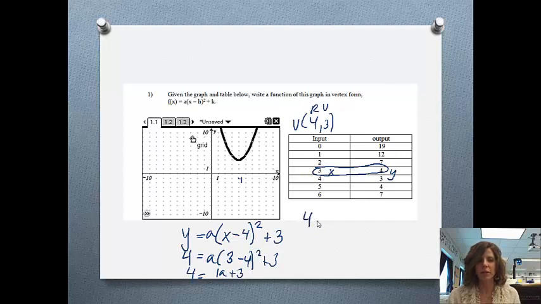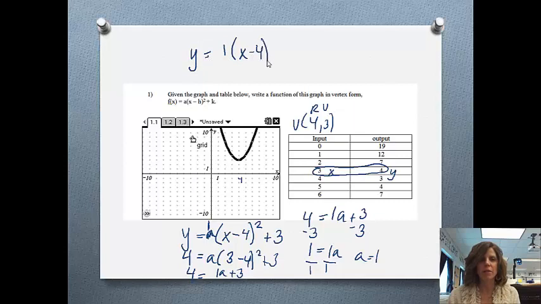And then I'm going to come over here just so you can see it better. All right, if I'm solving this for a, the first thing that I do is subtract 3 from both sides. So I'm going to get 1 equals 1a, and then if I divide both sides by 1, I get a equals 1. So we just found the a was 1. So the answer to this problem would be y equals 1(x minus 4) squared, plus 3. So if I were to give you this problem, this is what the graph would look like.